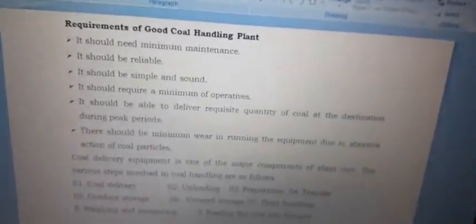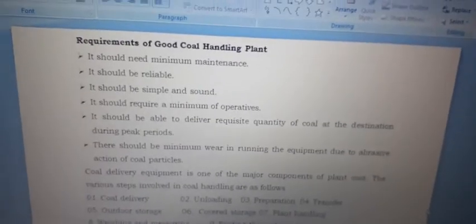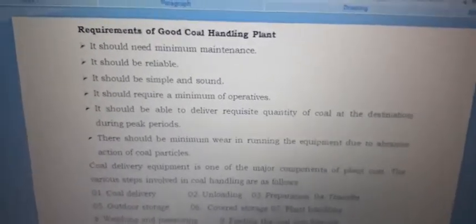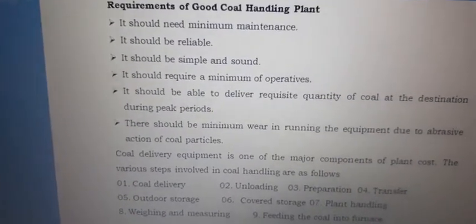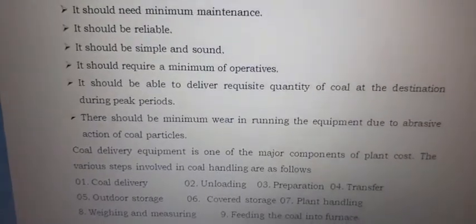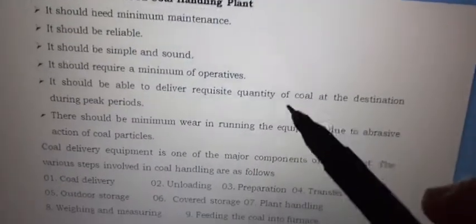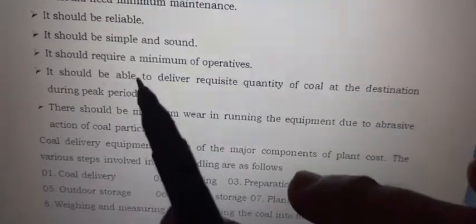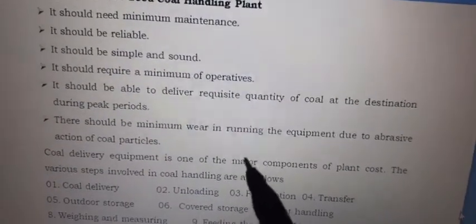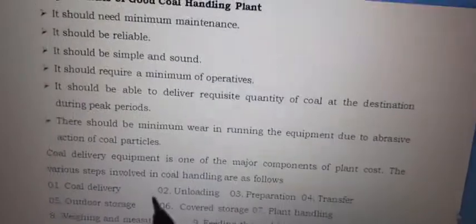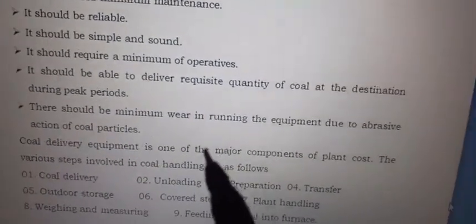Requirements of a good coal handling plant. It should need minimum maintenance. It should be reliable. It should be simple and sound. It should require minimum operatives. It should be able to deliver the required quantity of coal at the destination during peak periods. There should be minimum wear in running the equipment due to abrasion. And the most important thing is, coal delivery equipment is one of the major components of the plant cost.